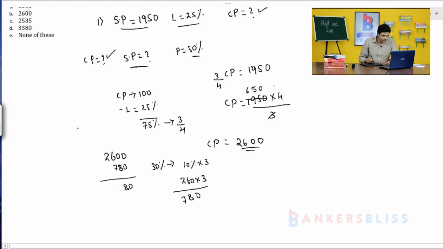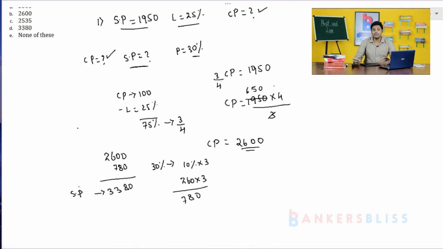So the answer is 3380. The answer is 3380. This is the new selling price. Very simple. Based on the first condition, you have calculated the cost price. That cost price will be the same for the second condition also, but you are getting profit in the second condition. So after getting profit, what is the selling price you are going to get?